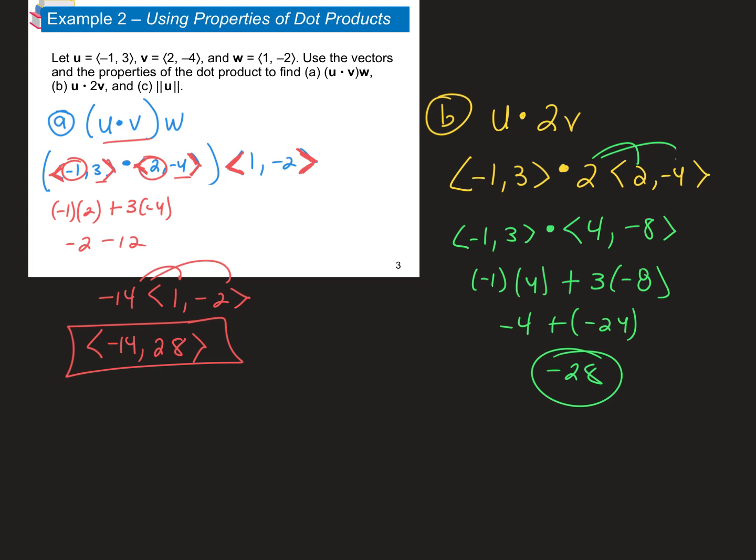All right, C. This is from yesterday. What is C asking you for? The magnitude. If it was one set of bars, it'd be absolute value. The double set means magnitude. Remind me again what magnitude is. It's the length. It's how long is this vector. So how do we do this?